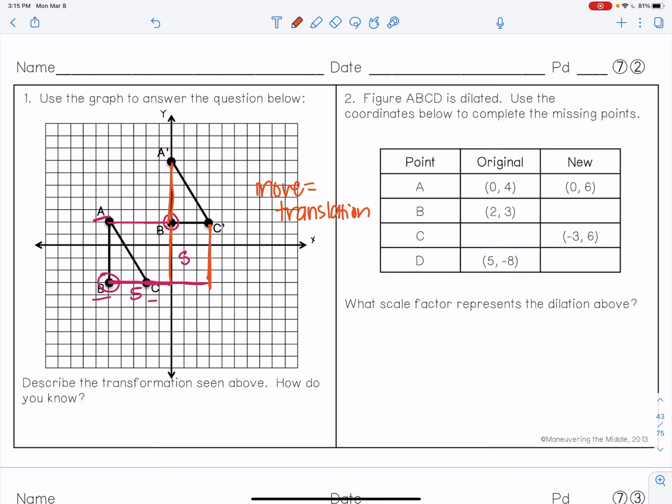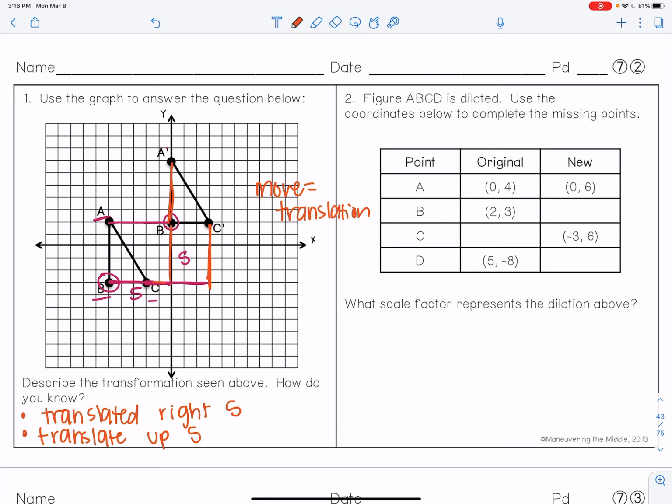That's all we're doing. So what we're doing is we're first going to translate. The first thing we did is we translate our figure right 5, and then we translated it up 5. And that was all for this one. The reason we know is we just proved it, and we worked it for every single point, right? We just drew it out. We went right 5, up 5, right 5, up 5, and we moved and we arrived at our new figure.